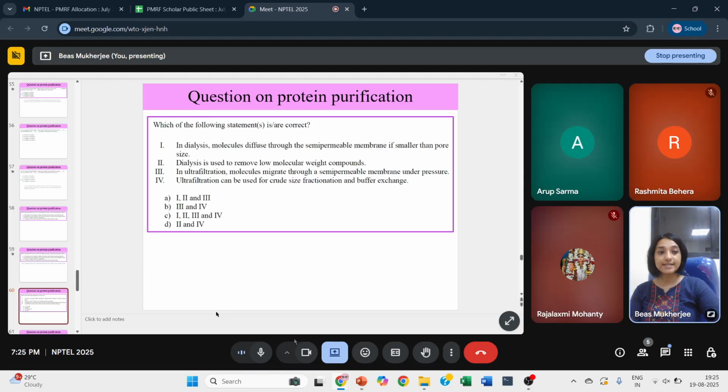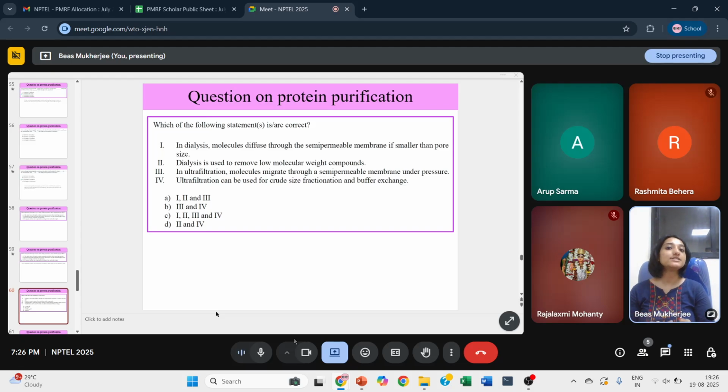So dialysis is a technique where there is a bag. It's a dialysis bag. It is semi-permeable. So that means solvent molecules can pass through it, but the bigger molecules are retained. It is used for buffer exchange. You can also do buffer exchange using size exclusion chromatography.